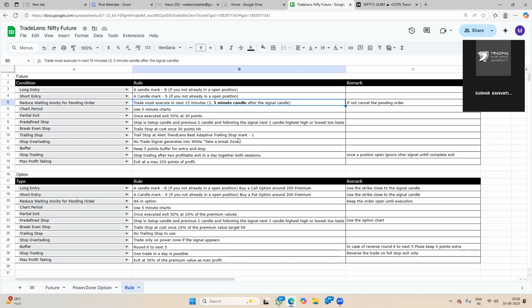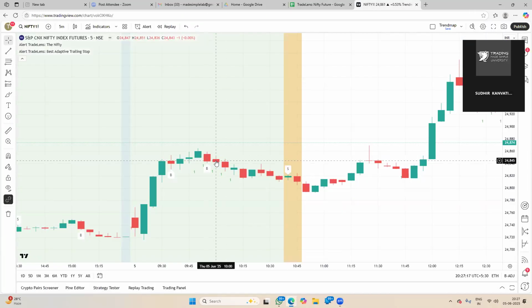Now to avoid this, because our goal is to make trading enjoyable, we set a limit: the trade must execute in the next 15 minutes. It is a 5-minute chart. That means once you got the signal and the trade is not executed within 3 candles, then you have to cancel the pending order, right? Right. Good. So by this rule, 1, 2, 3, after this candle closes, you have to cancel this buy order.